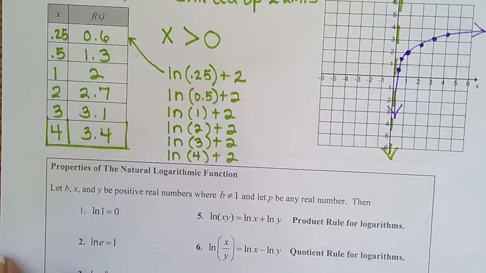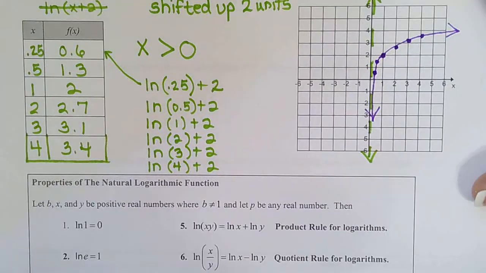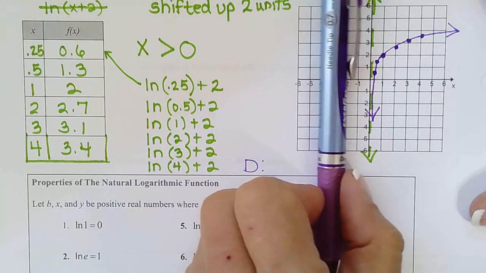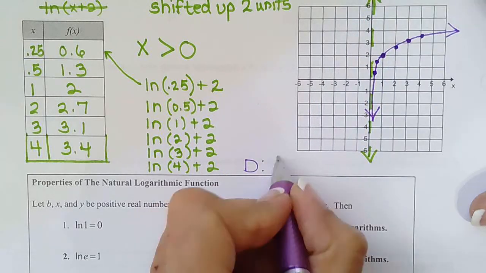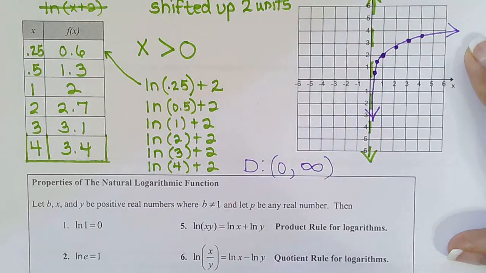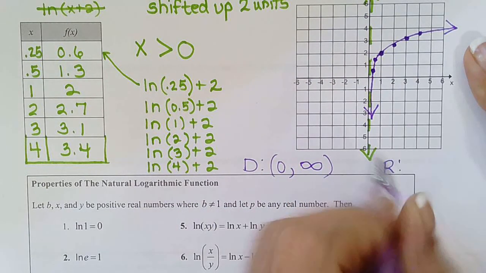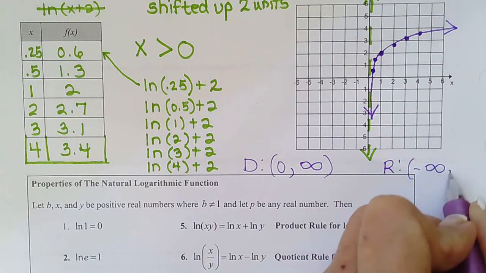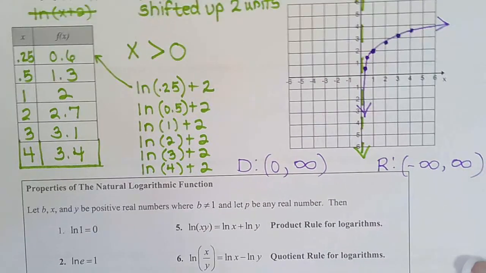Okay, we have 30 seconds, so let's do domain and range in those 30 seconds. So the domain, left to right, nothing, nothing, nothing, nothing, picks up at 0 right after 0 and goes right forever. So that'd be infinity because domain's left to right. And the range goes down forever, up forever, so negative infinity to positive infinity. We are done.